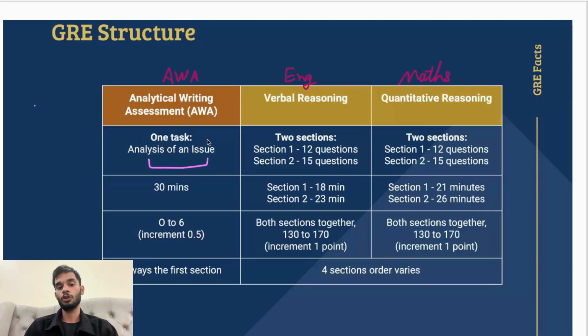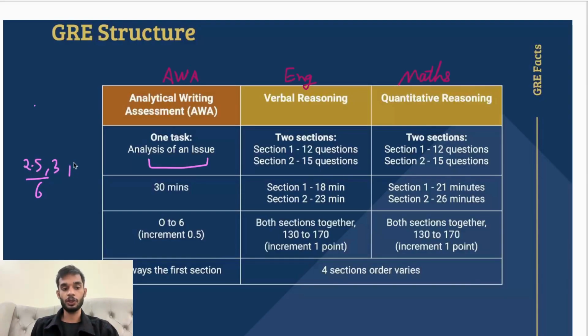There will be a topic given to you, and you have to analyze that issue. Do you agree with it, or do you not? You'll be given 30 minutes for it, and you have to write an essay over it. Now you will be scored out of 6. For example, you can get a score like 2.5.